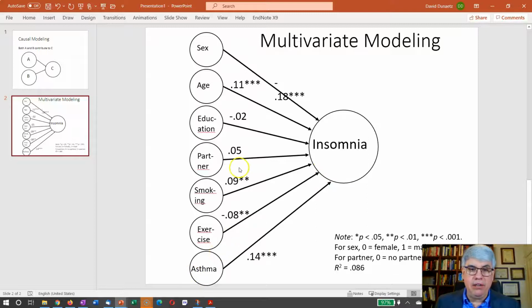People that didn't exercise had more insomnia. And then even controlling for all of these, asthma still predicted insomnia. So this is multivariate modeling. There are 1, 2, 3, 4, 5, 6, 7 independent variables predicting the one dependent variable, and all but 2 were significant. So this is what we mean by multiple independent variables predicting a dependent variable.